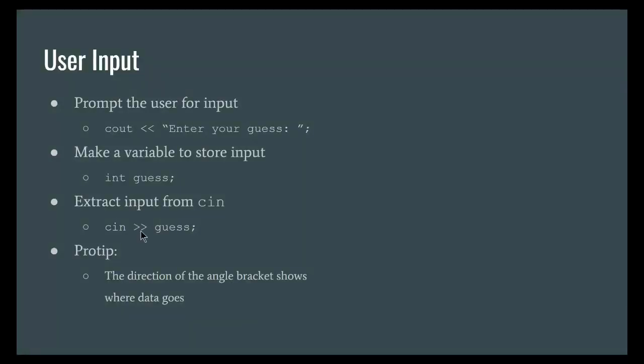So we use the extraction operator, which is these two angle brackets. And a pro tip I want to give you is that the direction of these angle brackets actually shows where the data is going. So we're extracting from cin and going into that guess variable. Those arrows point to guess. That's just a way you can remember.